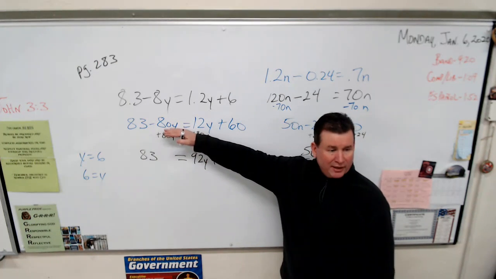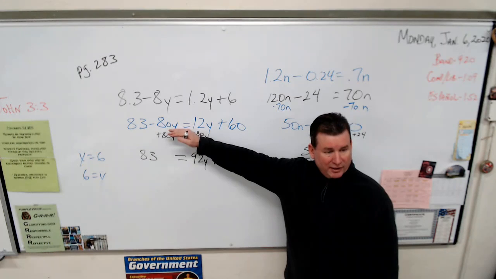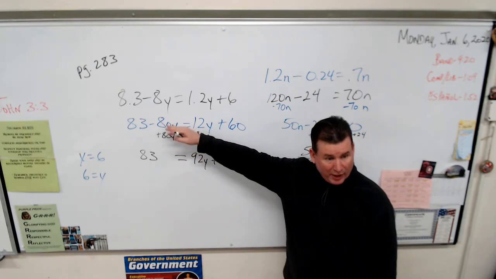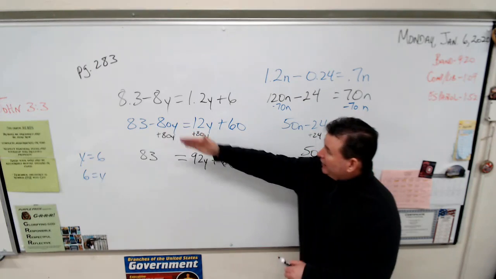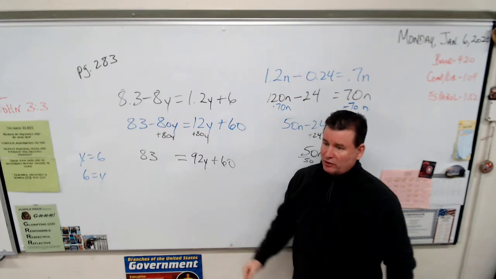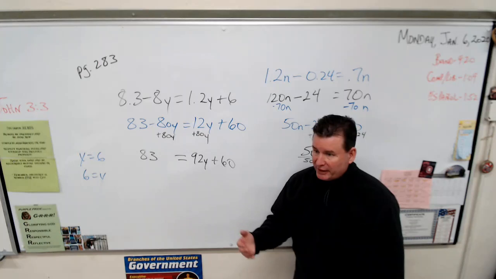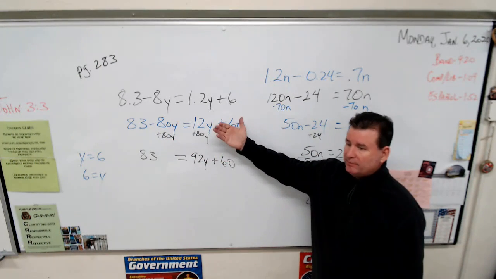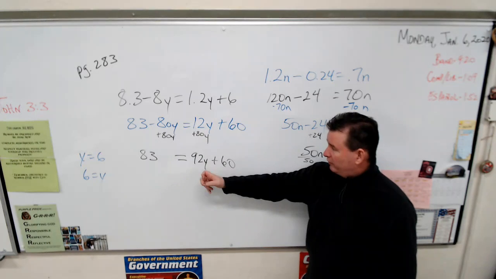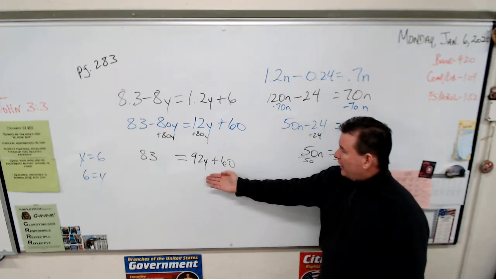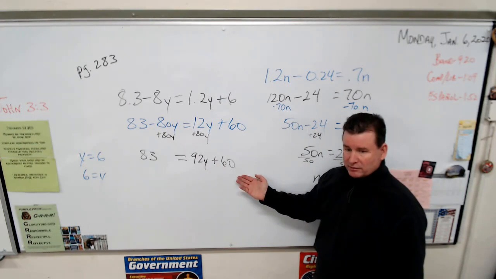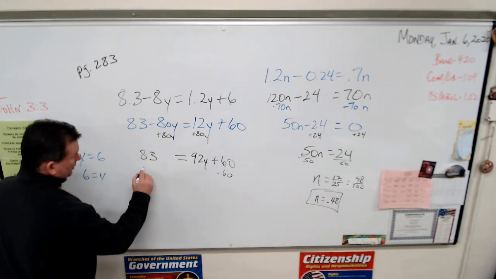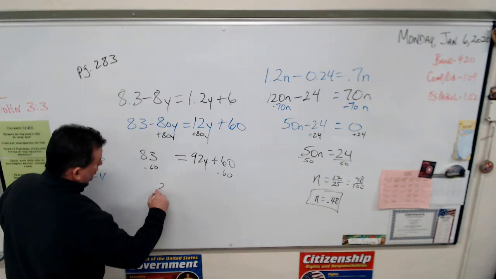How did I get the y's on the same side? Does this make sense? That I could add 80y and it would eliminate the y over here? Does that make sense? Yes. Negative 80y plus 80y, y's are gone. That's zero. They eliminate each other. If I did that to one side of the equal sign, do I have to do it to the other? Yes. What's 80 plus 12? 92y. How do I get rid of the 60? Subtract 60 from both sides.